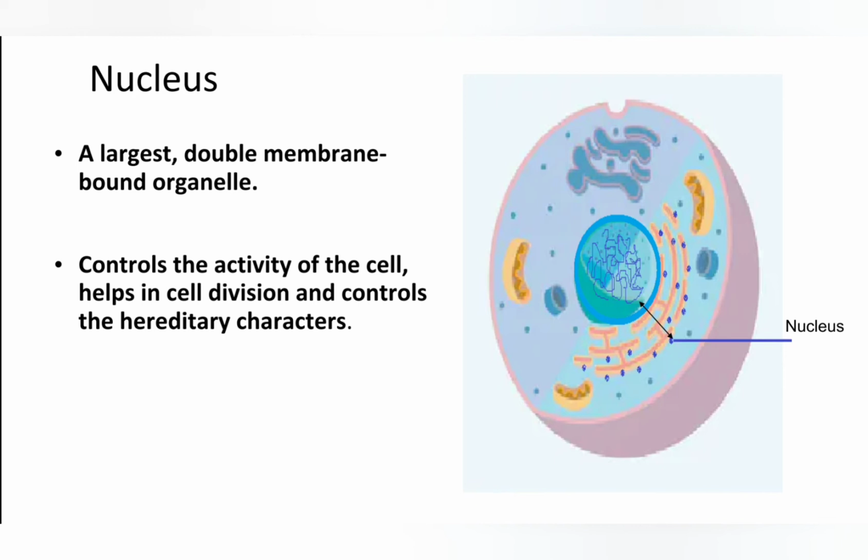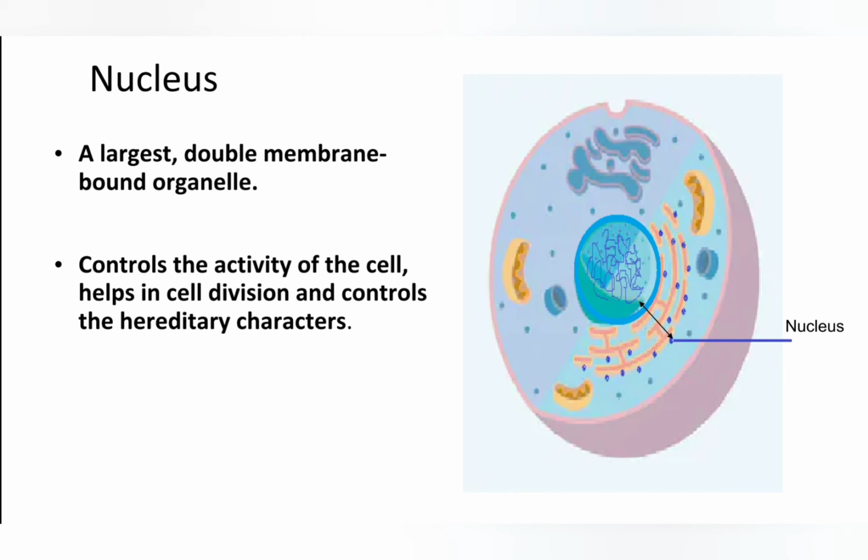Like you people are small, when you grow up, you will grow in height, you will grow in weight. So eventually the cells are dividing. That is why you are increasing in length. That is why you are increasing in weight. Right? So these cells have to divide, and this division of cells is called cell division, which is controlled by the nucleus. The nucleus also controls the hereditary characters.